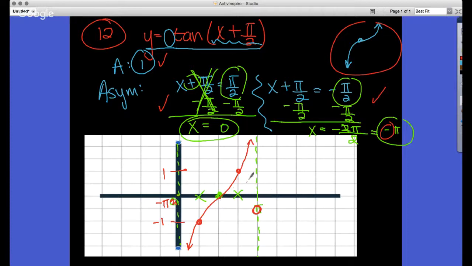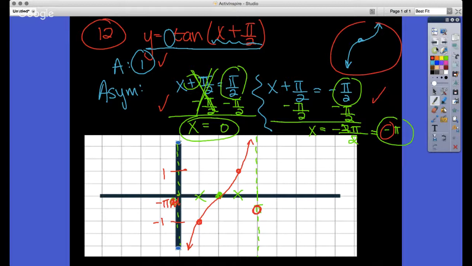Again, your graph may look different. It might be skinnier, it might be wider. It's all dependent upon the labels. And remember, you do not have to have 2 periods, which will help in the long run. Awesome. Great work. Let's look at number 10.